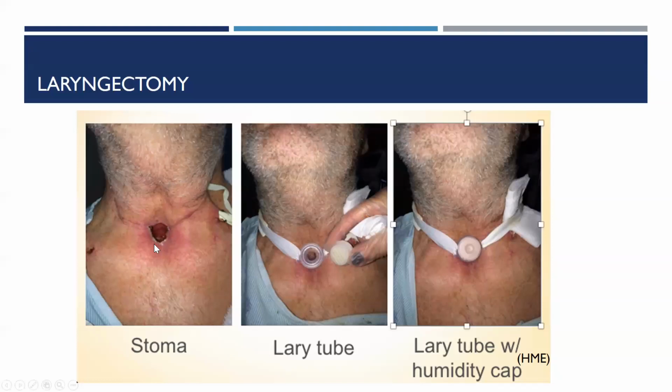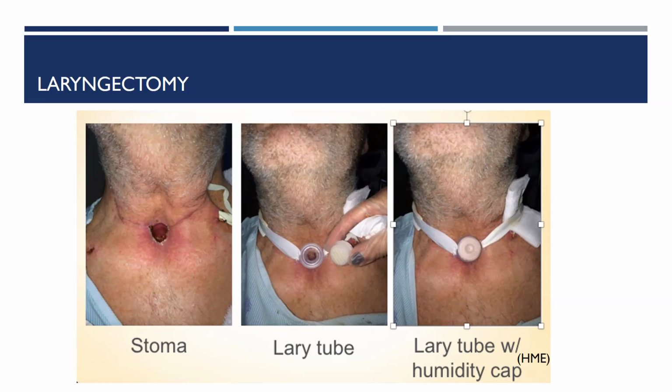Something that we notice a lot is that people will say it's a trach. It's not a trach. It is a stoma. It's a laryngectomy, and that's important because someone with a trach has a common digestive and airway connection, whereas someone with a laryngectomy doesn't.